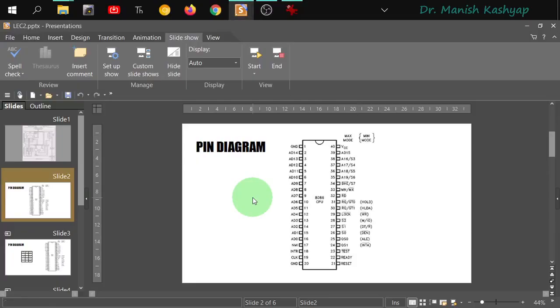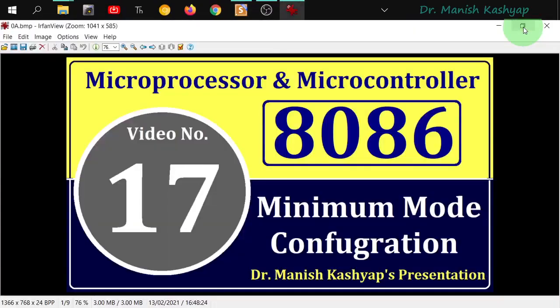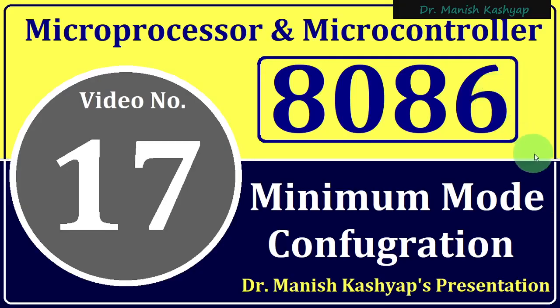So this was what we studied in context of architecture and pin diagram. In today's class, let me first give you a brief overview of how we are going to study this complete minimum mode.